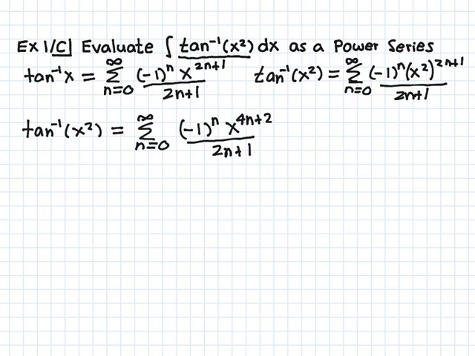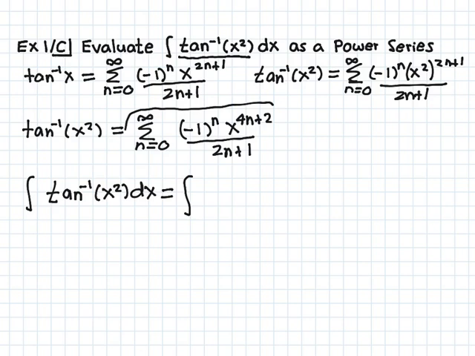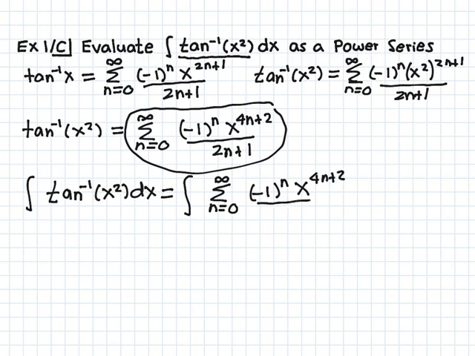We can now integrate term by term and get a power series representation of the integral of tan minus 1 of x squared. So the integral of tan minus 1 of x squared dx is equal to the integral, and the integrand now has a power series representation, so we can just integrate that term by term and find the power series representation of the integral. Summation n equals 0 to infinity, minus 1 to the power of n, x to the power of 4n plus 2, divided by 2n plus 1, and we're integrating with respect to x.